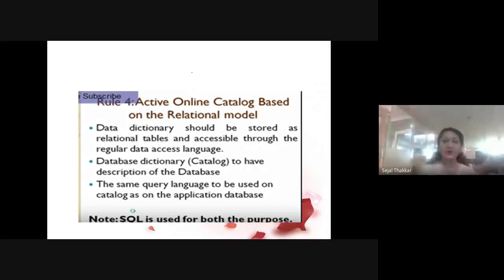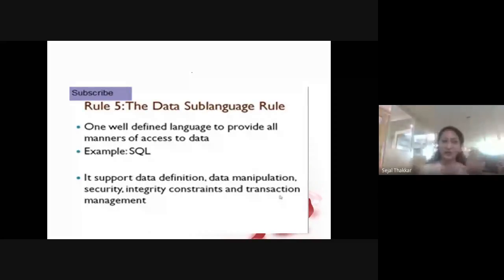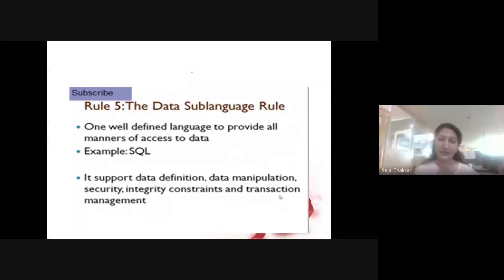Data sublanguage rule. You have to define one specific language for your database. Either you can make your data in Excel, or in SQL, or in SQL Server. There should be one proper language as per the need of your database. If you have very large data, then we cannot use MS Excel, right? So that language is going to support data definition, data manipulation, security, integrity, and transaction management.